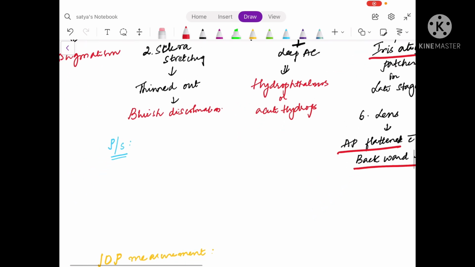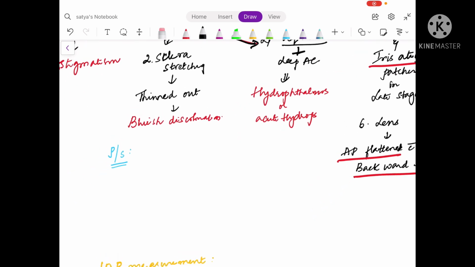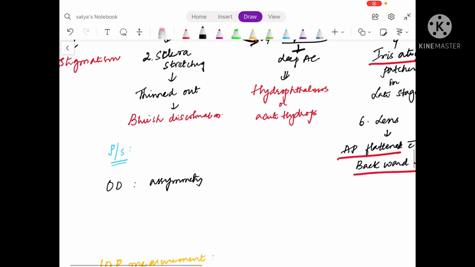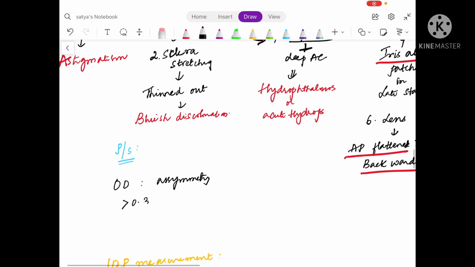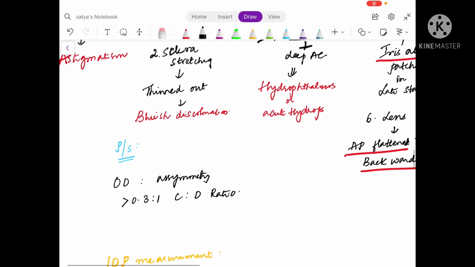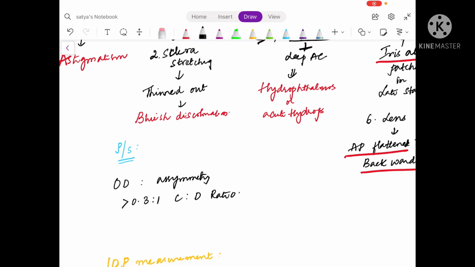Now we will go into the posterior segment. Because of the rise in IOP, the optic disc examination reveals asymmetry, and the cup disc ratio is more than 0.3:1, and cupping here is reversible. This is what you have to memorize. Remember, because the acute stretching will lead to rise in cup disc ratio.